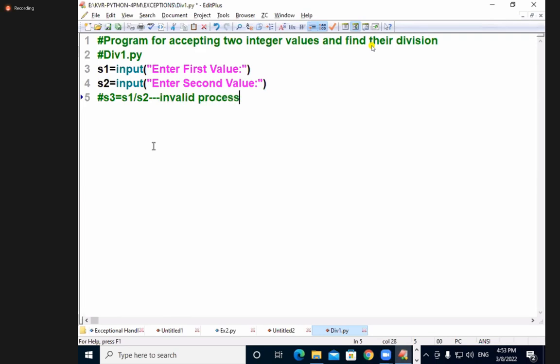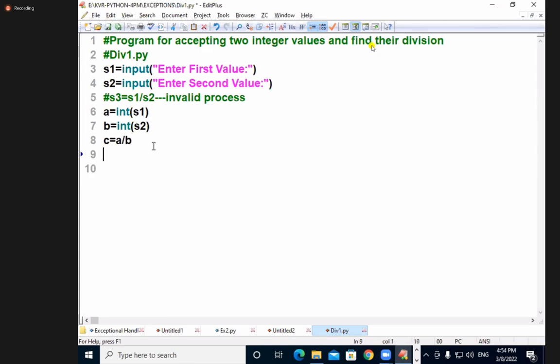That is why we convert the S1 and S2 values into which type? Good, now convert it. A is equal to int of S1, very good. B is equal to int of S2, beautiful. We converted strings into which type? Very good. Now C is equal to A by B. Do the operation.